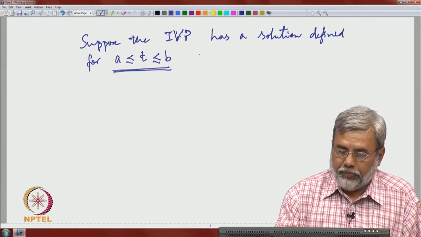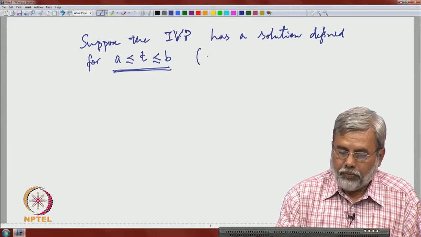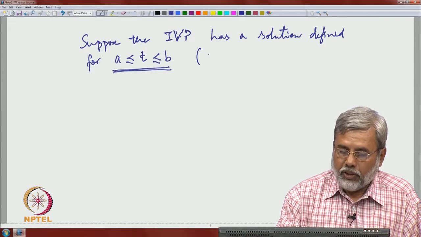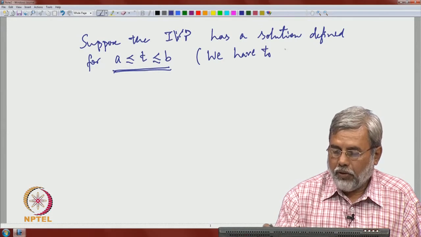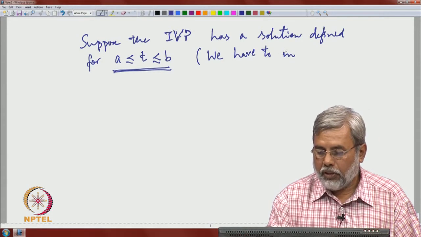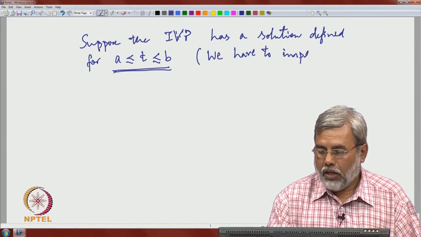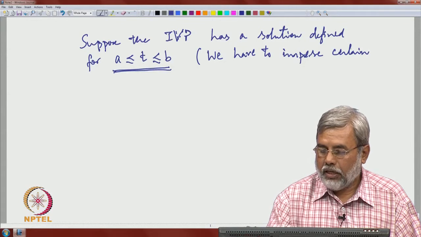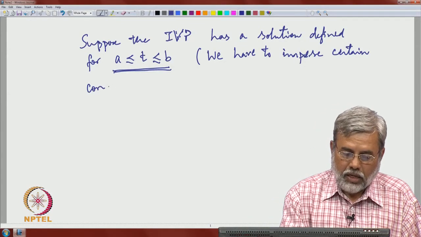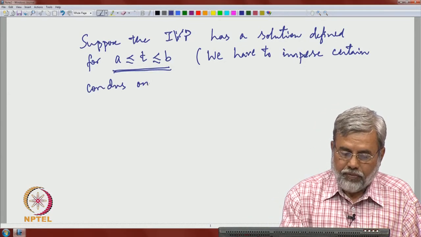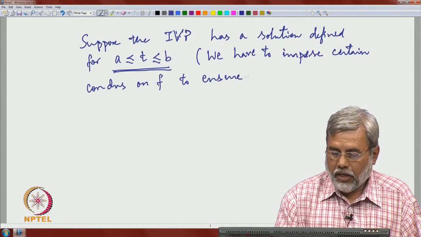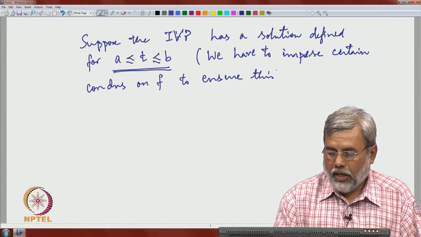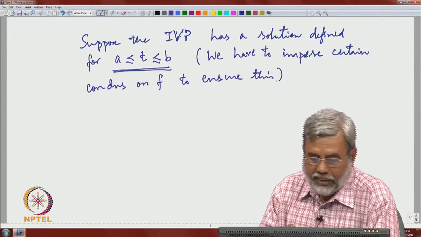So, here we have to impose certain conditions on f to ensure this, like global Lipschitzness and other things.